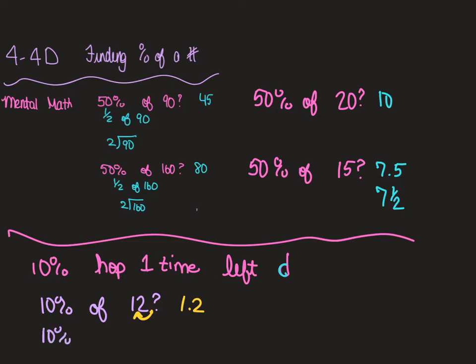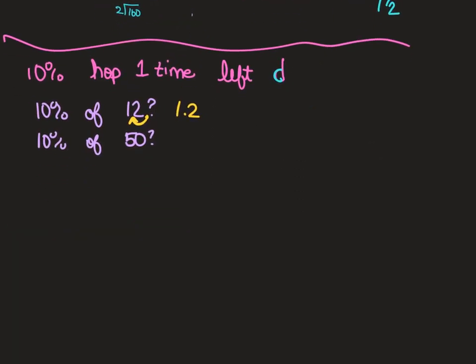Let's do 10% of 50. 10% of 50. One hop to the left is 5, or 5.0. It's just that math books won't say 5.0. They'll drop the 0.0. Let's do 10% of 45. One hop to the left, 4.5.